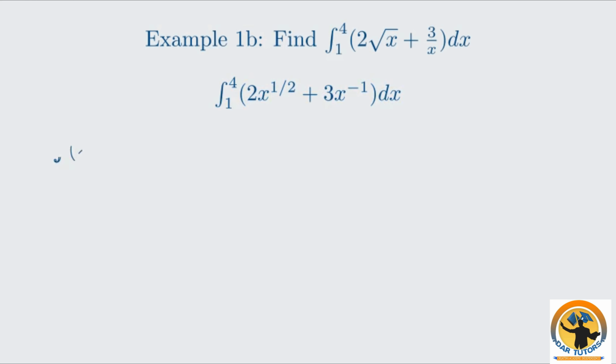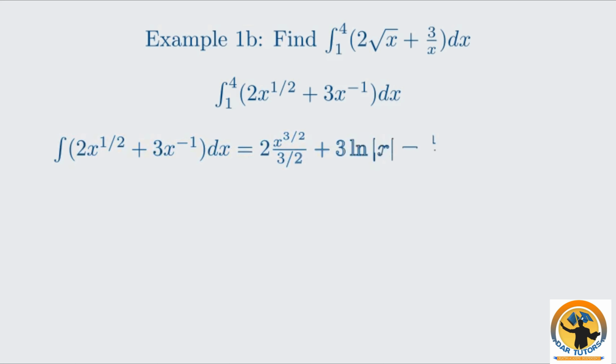For the first term, we add 1 to the exponent to get 3/2 and divide by 3/2, which is the same as multiplying by 2/3. This gives us 4/3 x to the 3/2. For the second term, the antiderivative of 1 over x is the natural logarithm of the absolute value of x. So we have 3 ln of the absolute value of x.